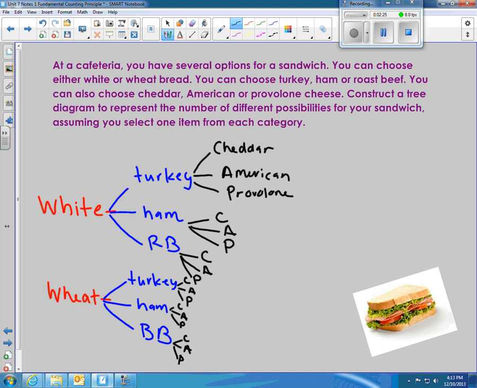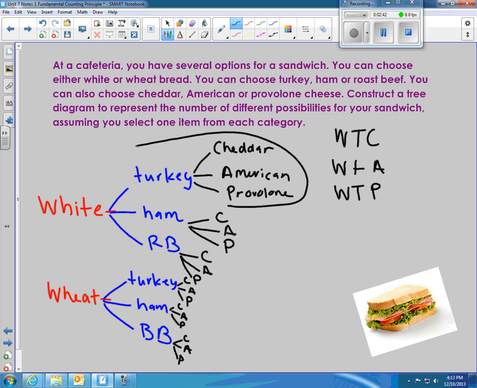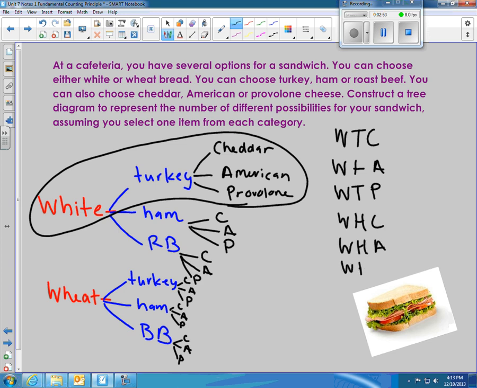So I just want to talk about how many choices we possibly could do. We could have white bread with turkey with cheddar. We could have white bread with turkey with American. We could have white bread with turkey with provolone. So that is representing these three sandwich choices right here. I also could do that with white with ham with cheddar, white with ham with American, white with ham with provolone. So that is our next section, or we could choose white with roast beef with cheddar, white with roast beef with American, or white with roast beef with provolone.